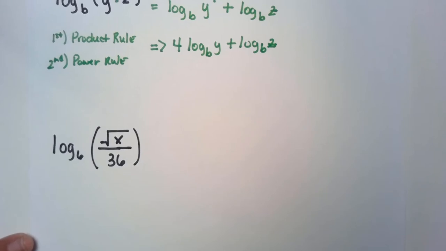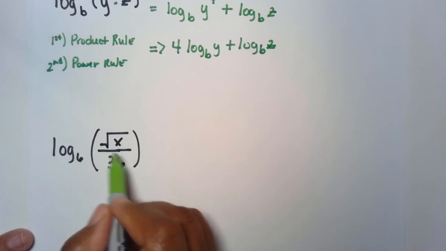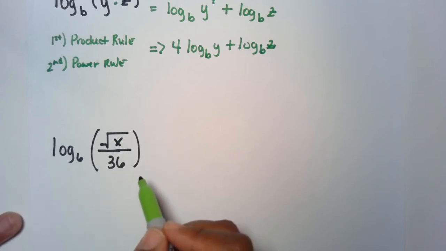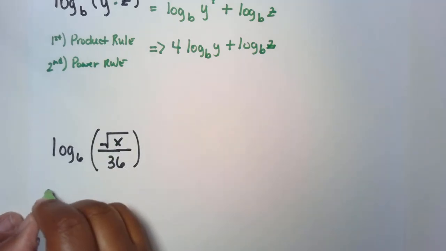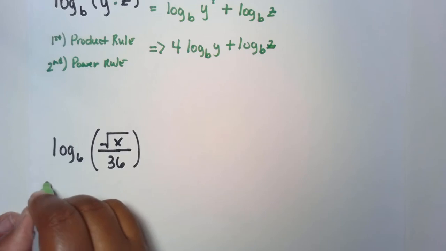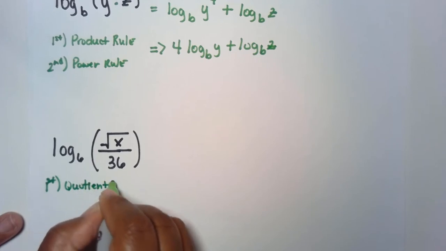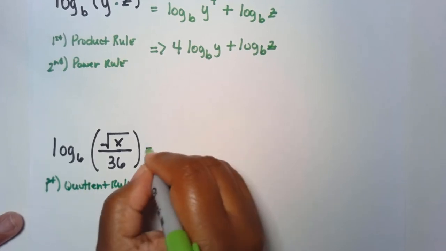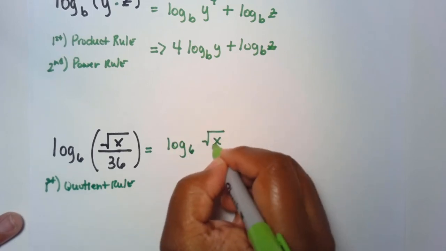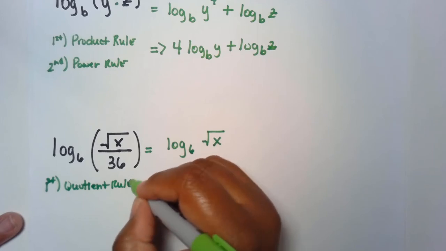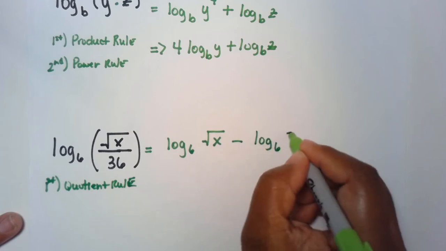Next example. Log base 6 of the square root of x all over 36. So we have a fraction, a quotient, so first of all, we're going to use the quotient rule. Let's do that. Log base 6 of the square root of x, and because we're using the quotient rule, we're going to subtract, minus log base 6 of 36.